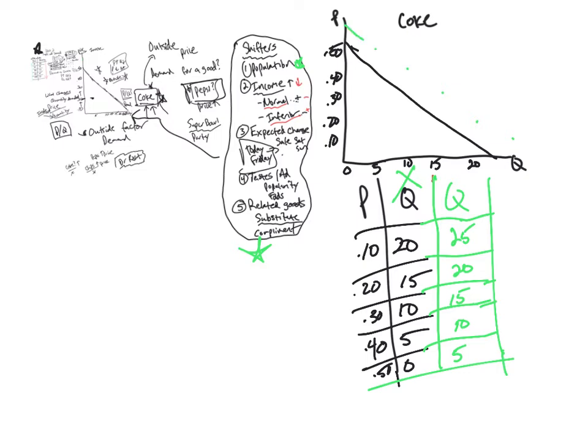So this whole line shifted to the right, or you could say it increased, it shifted up. Every price-quantity combination changed. It all shifted to the right. At every price, the quantity is higher than what it was before. So this is called an increase in demand.